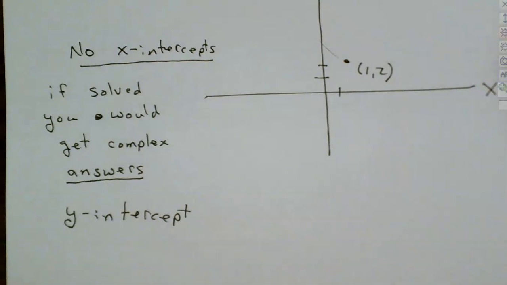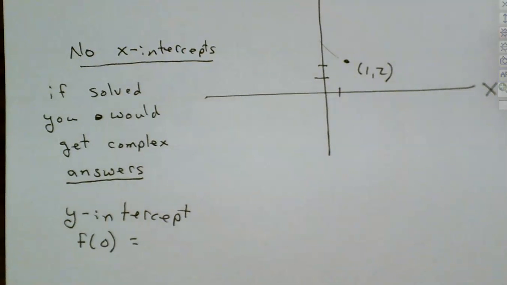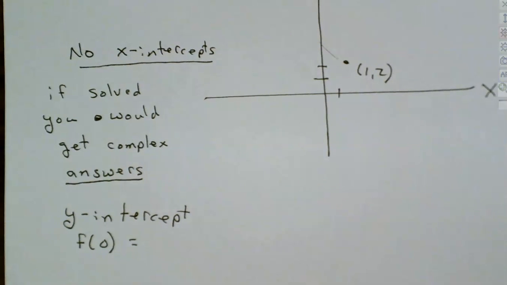Well, to find the y-intercept, what we do is we plug in 0. So we're going to plug in 0. And we want to find f of 0 now. And we're going to go back. We're going to plug in that 0.